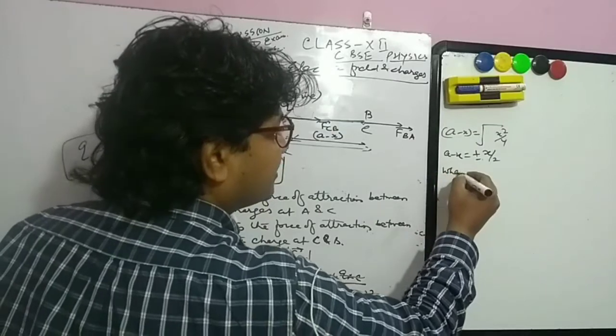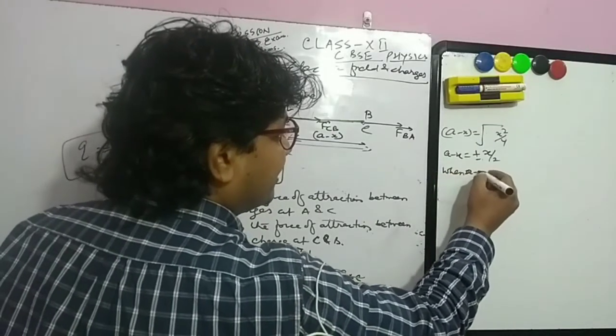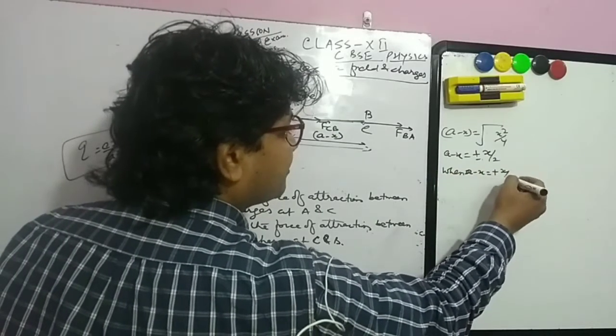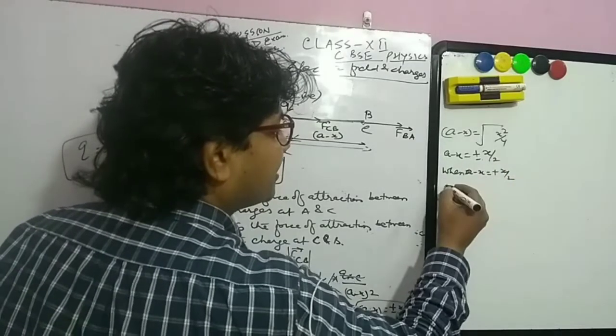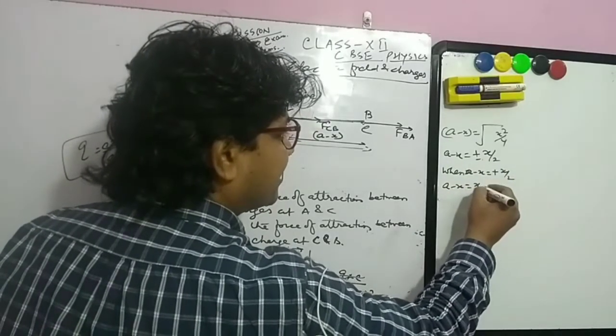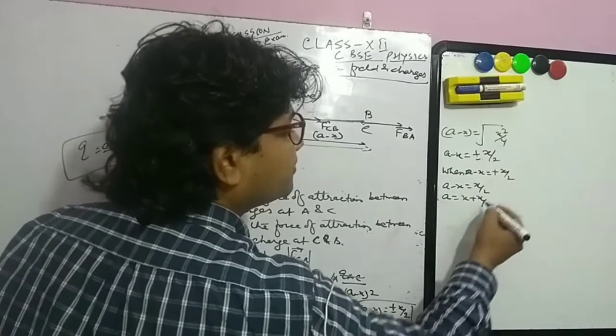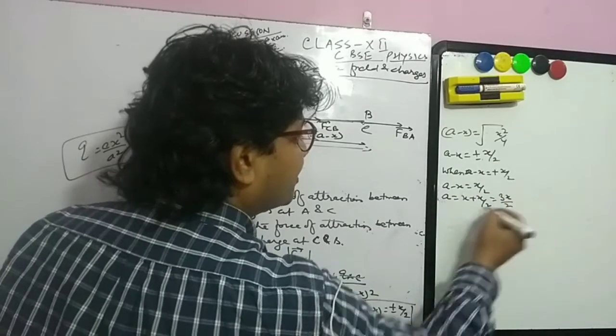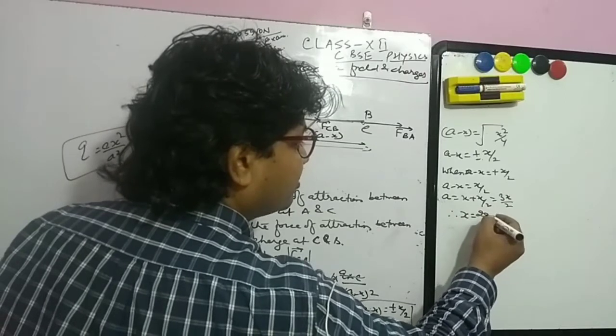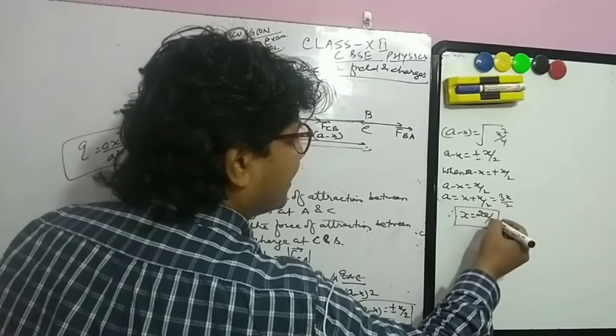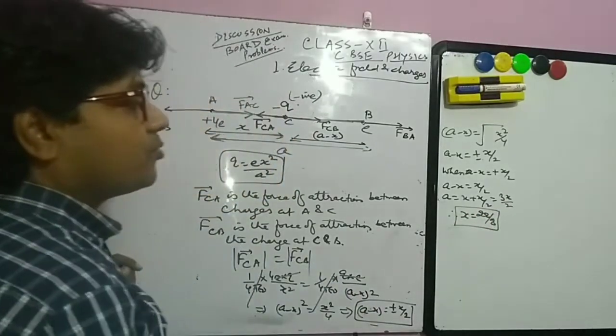So when A minus x is equal to positive x by 2, this positive sign we are taking, so A minus x and x by 2, so A will be equal to x plus x by 2, so this will be equal to 3x by 2, so x is equal to 2a by 3. This is the value, right? x is equal to 2a by 3.